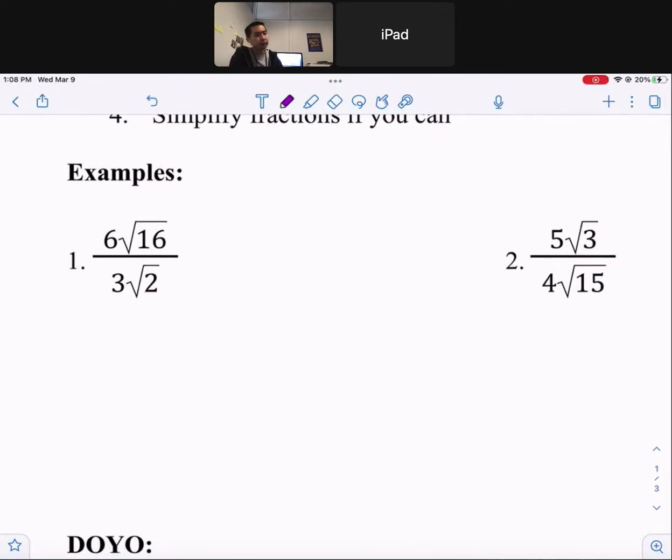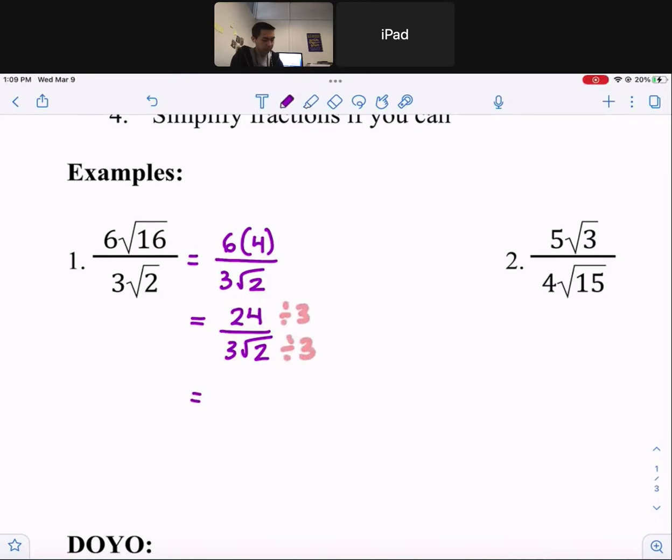So the first thing I just noticed is, do you see the square root of 16? Well, you should know that the square root of 16 is a perfect square. The square root of 16 is 4. So we get this, and when you simplify that, you get 24 all over 3 rad 2. Now, can we simplify these fractions? Sure we can. We can divide top and bottom by 3. So we get 8 all over square root of 2.